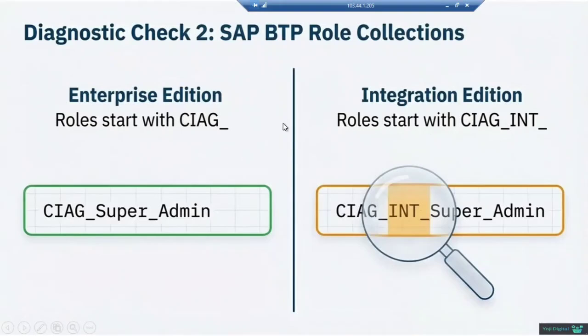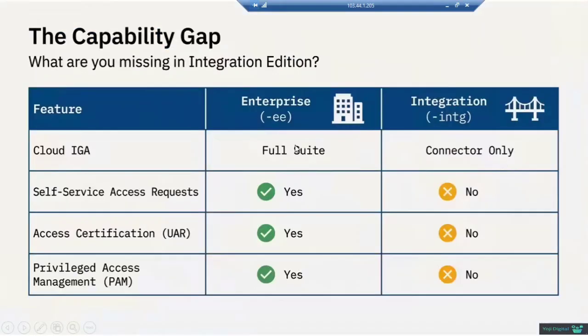So by looking at the URL, or by looking at the role collection, you can identify what flavor of IAG you are currently using. And what is the main difference between the enterprise edition and the integration edition? The enterprise edition is a full suite, and the integration edition is just like a connector. It's not just a connector, it's more than that, but it's not a full suite. So we'll see what the major differences between these two editions are.